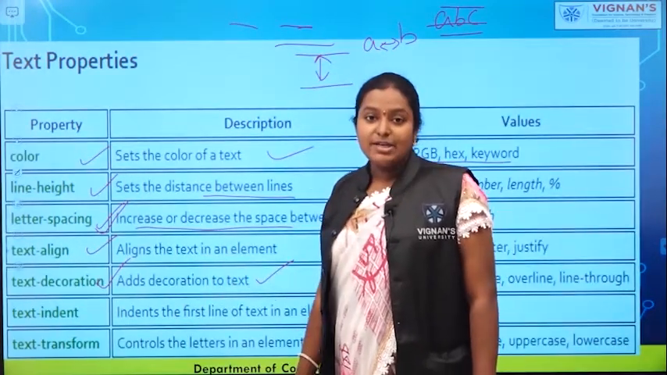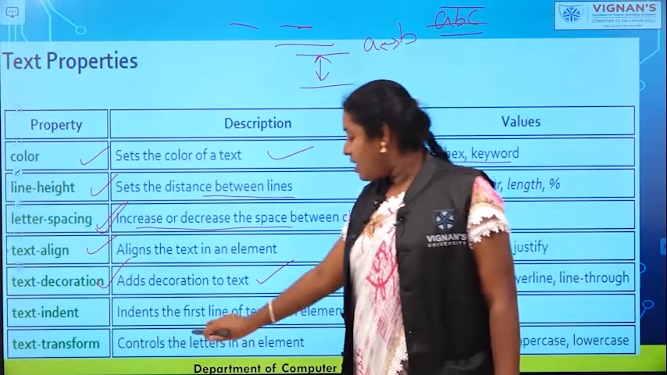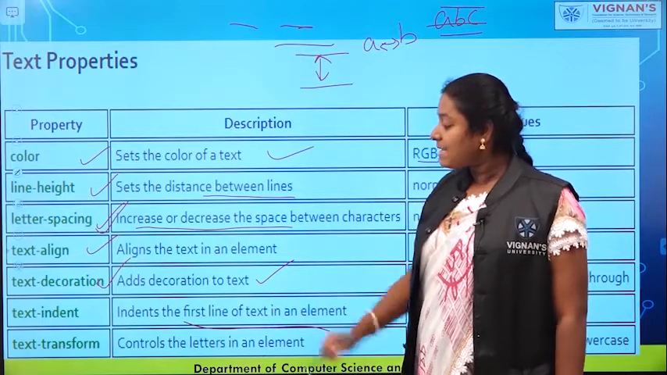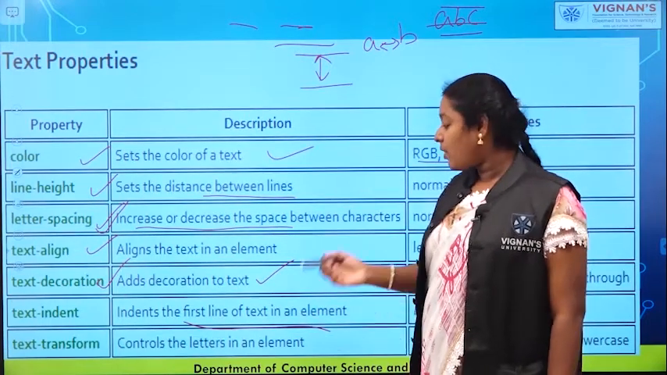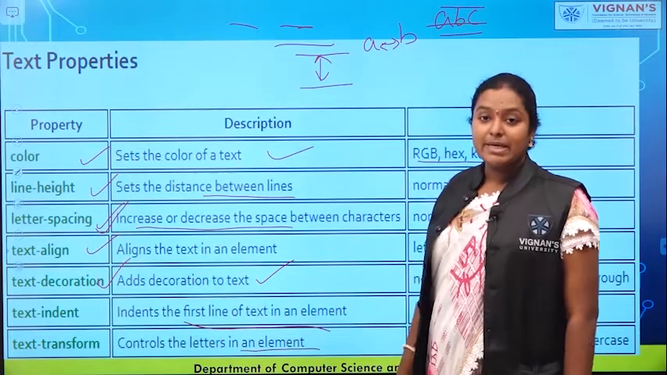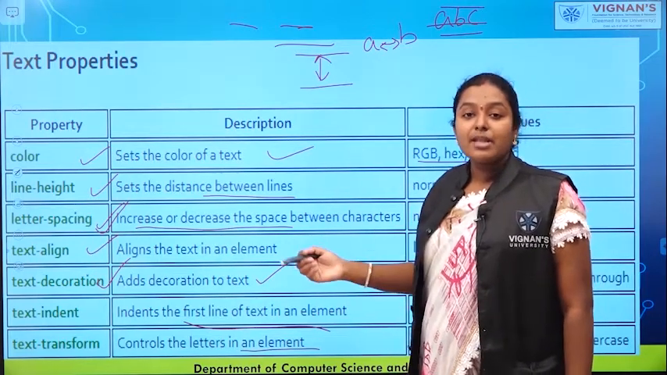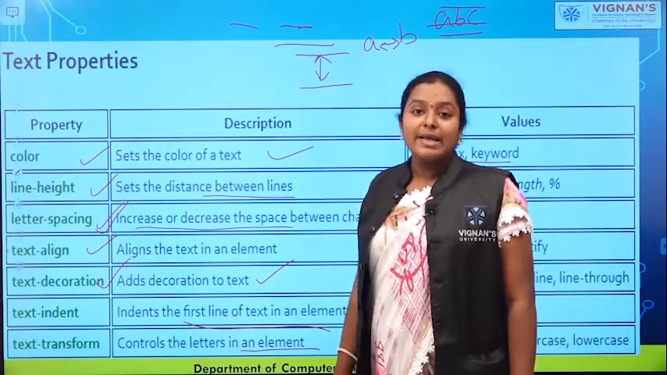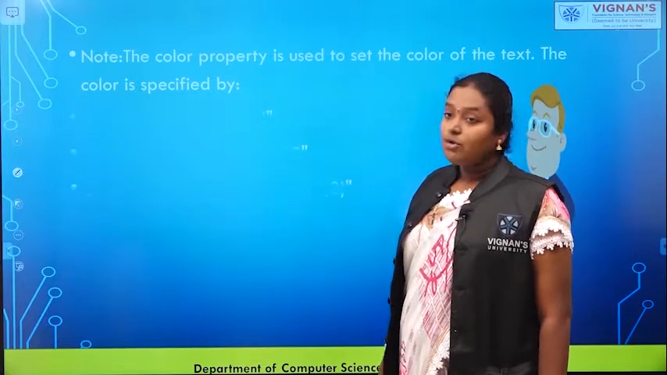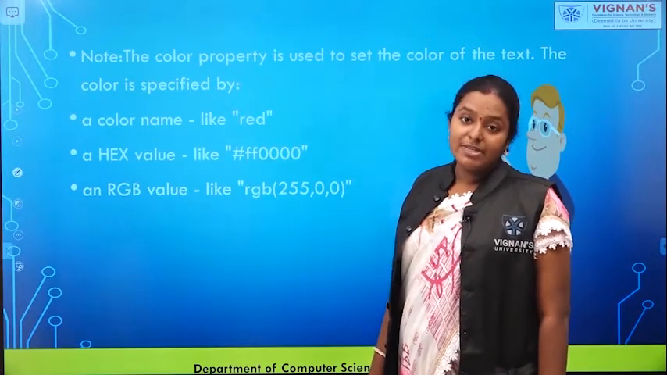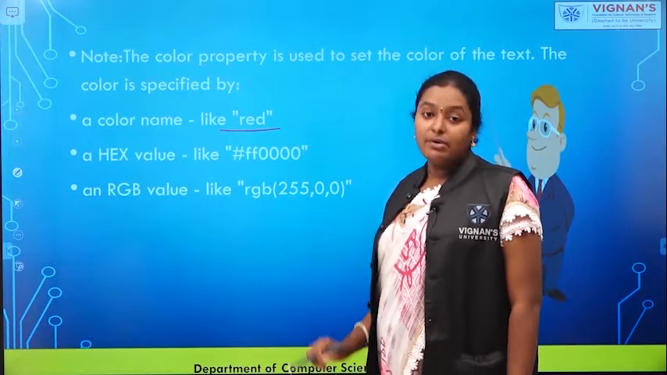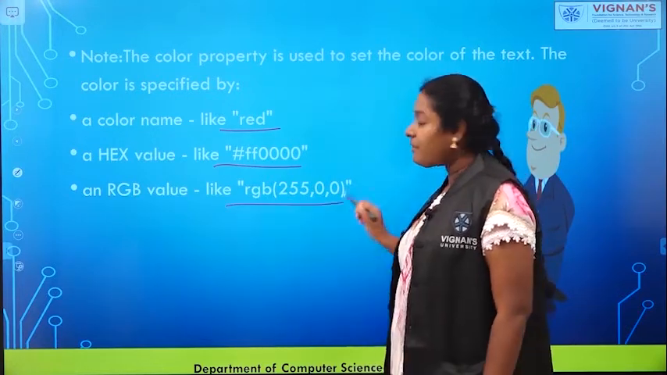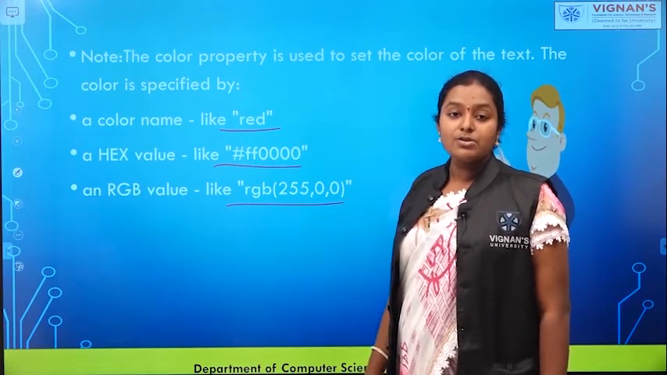Next one, text indent. If you want to apply any indent to the first line of the text, then you have to use the indent property. And the next one is text transformation. If you want to control the letters of an element, nothing but making it appear in uppercase or lowercase or normal, this can be controlled by using the text-transform property. So you already discussed that you can give three kinds of values for the color. A color may be a name, or a hexadecimal value, or an RGB value. Like this you can give values to the color attribute.